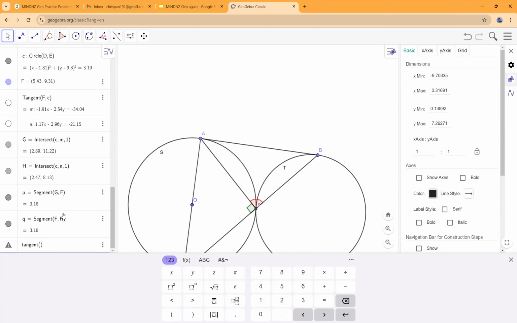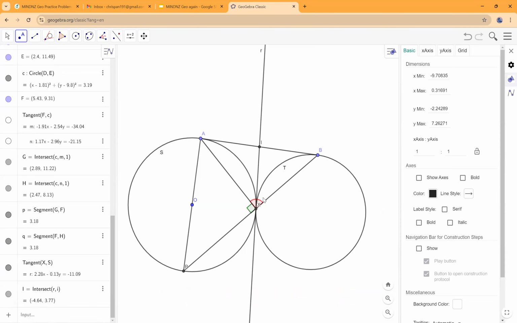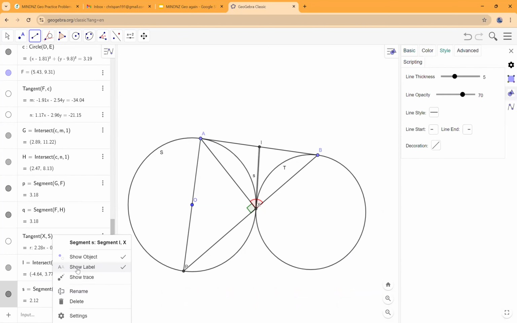Remember that angle BAO is 90 degrees, because when you have a tangent and you connect a line from the tangency point to the center of the circle, the resulting angle formed is 90 degrees. But okay, if we draw a tangent from S here, notice that this is a tangent to both of the circles, right? Because they're both tangent at X. This line IX is tangent to both the circles.